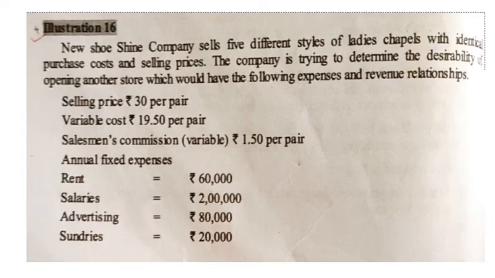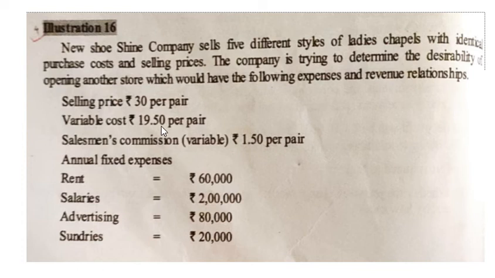So the next problem is illustration 16. New Shoe Shine Company sells 5 different styles of ladies chappals with identical purchase cost and selling prices. The company is trying to determine the desirability of opening another store which would have the following expenses and revenue relationships. So they are with an idea to open another store, and these are the following expenses and revenue relationships.